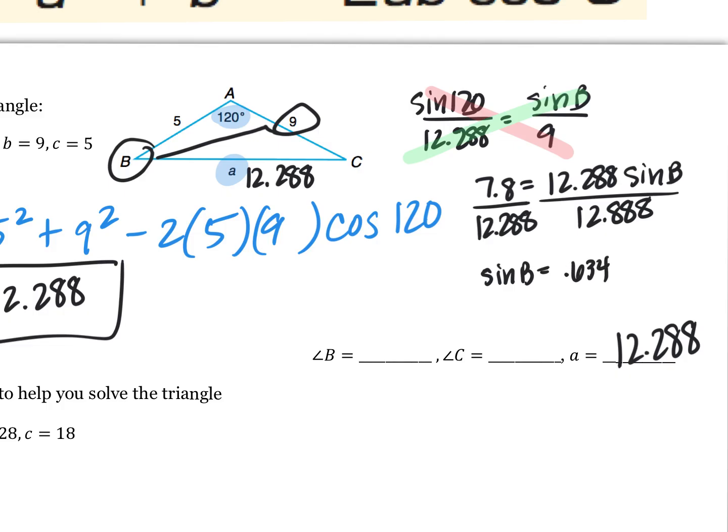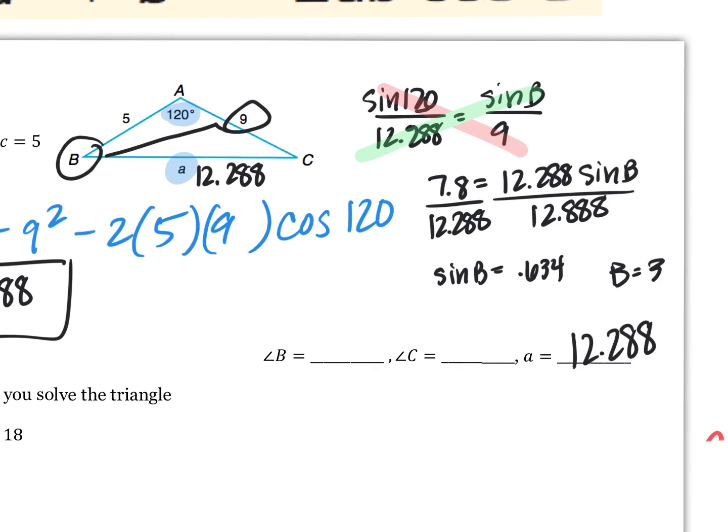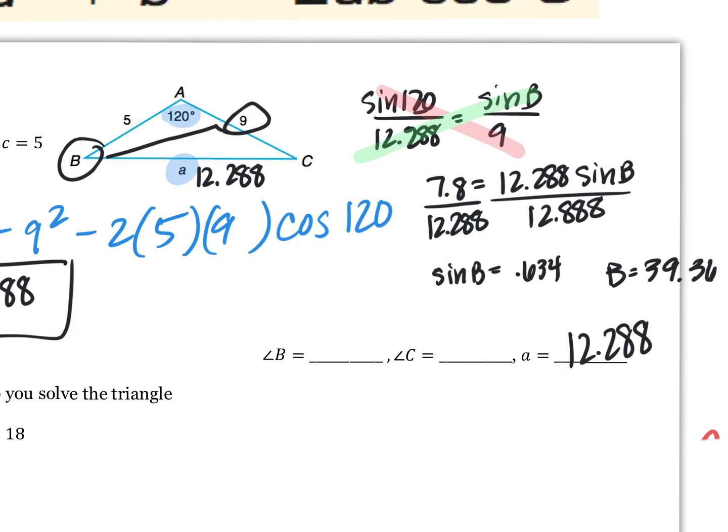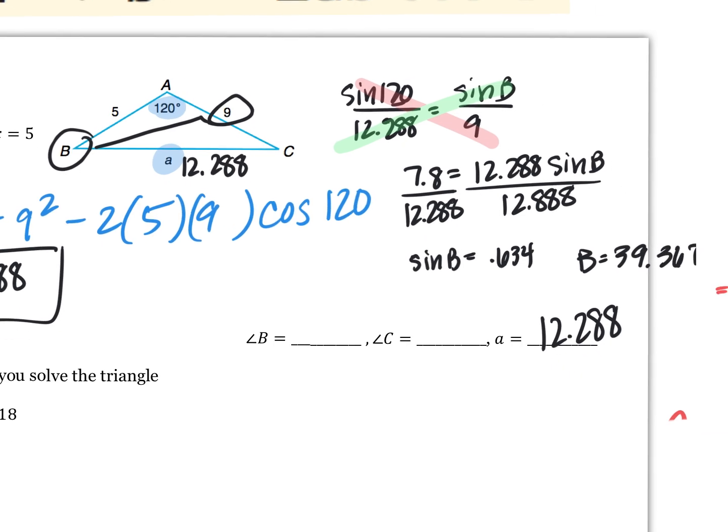How are we going to go from sine of B equals 0.634 to just angle B? Inverse. Yes, I thought that's what you said. So angle B, anyone get 39.367? What's up? Uh-oh. Did I round? Anyone get 39.367?